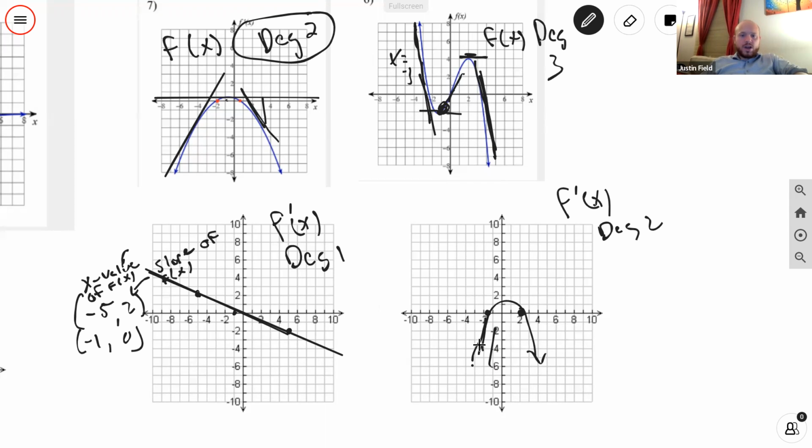So sure enough, the graph of f prime is degree 2. Look at that. Okay, so what do we do? The first step is we draw the tangent lines. The second step is we plot the coordinates.